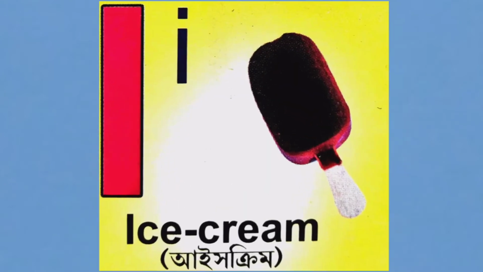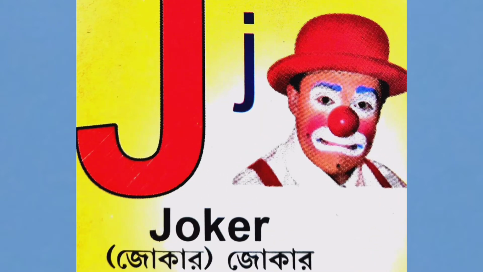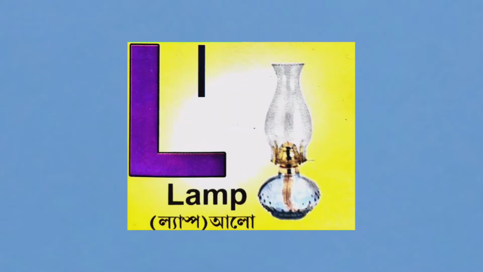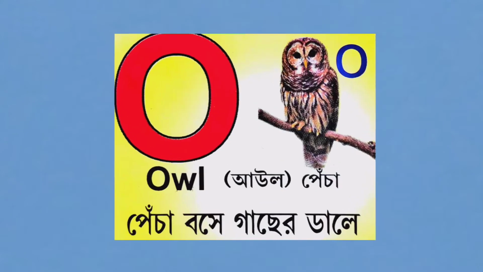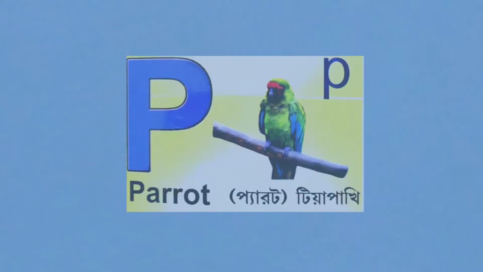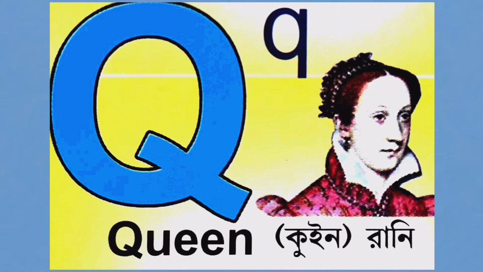I for ice cream. J for joker. K for kite. L for lamp. M for monkey. N for nest. O for owl. P for parrot. Q for queen.